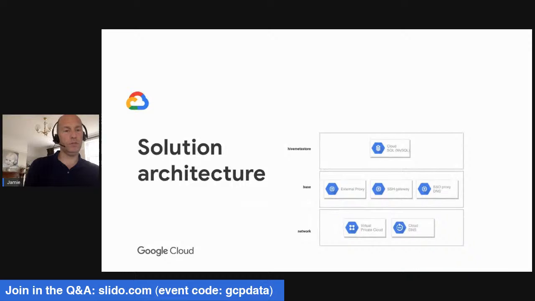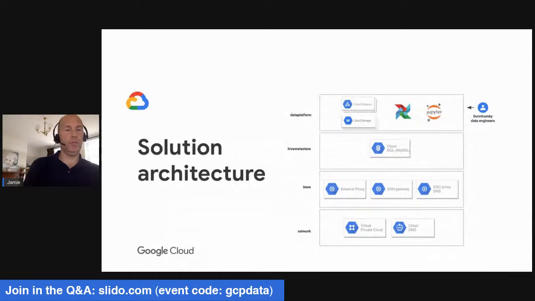We run the Hive metastore for anyone that's familiar with Hadoop and Hive. The Hive metastore is where we store the information about the structure of the databases and the tables in which we store our data. So that Hive metastore runs upon a Cloud SQL instance, which is MySQL.